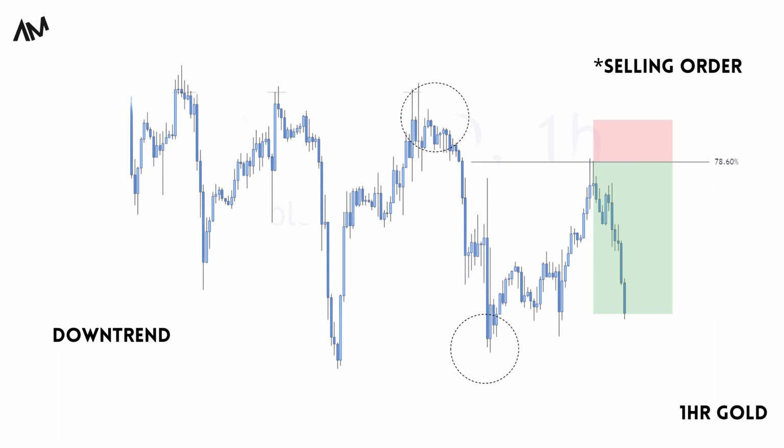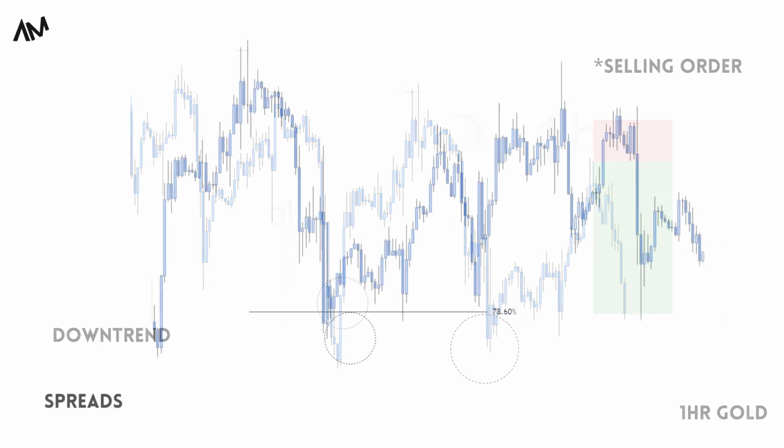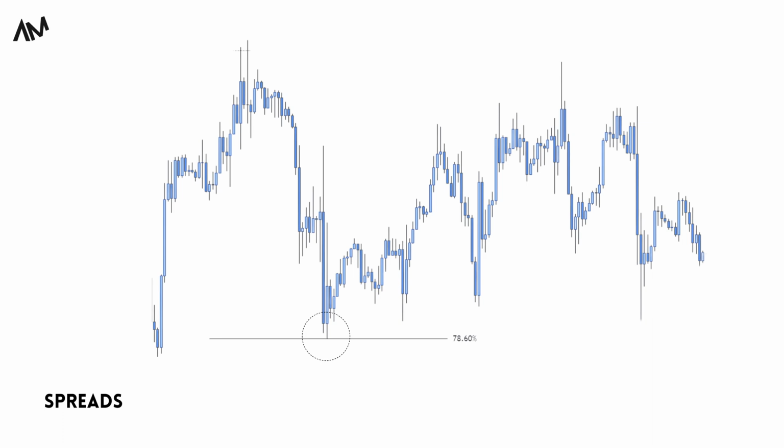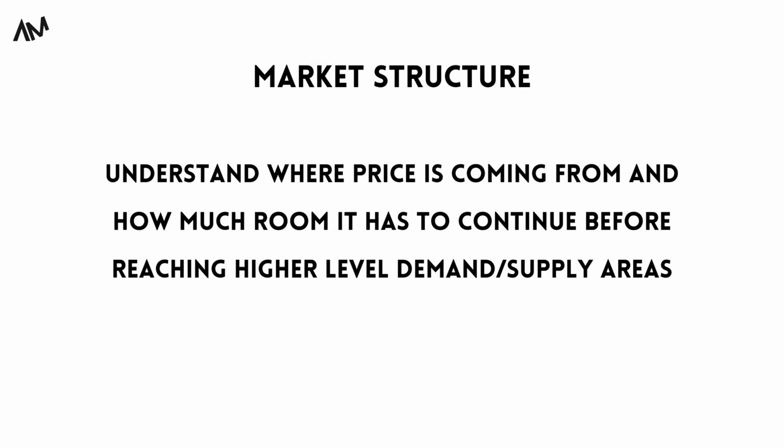To execute more precise entries with this trading setup, there are 2 factors to consider. First, account for the spread. The price often reacts to the 78.6% level within a pip, so it's crucial to place your order with a spread size above that level or choose a broker with tight spreads. Second, analyze the higher time frame market structure.